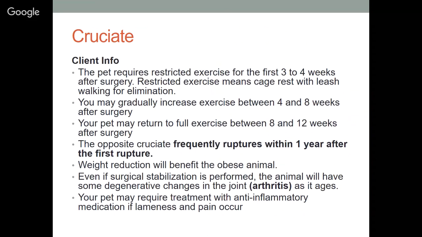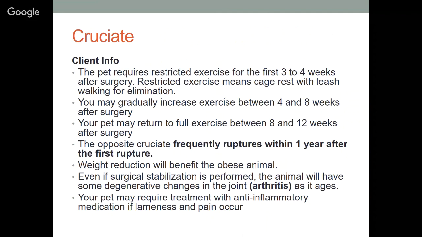We need to tell the client that we are going to restrict exercise for the first 3 to 4 weeks. It takes a long time for tendons and ligaments to heal. That means cage rest, leash walking only for elimination, right back to the cage. We're going to gradually increase exercise between 4 to 8 weeks after surgery and return to full exercise 8 to 12 weeks after surgery. The opposite cruciate will frequently rupture within a year after the first rupture. And I've had 2 dogs that have ruptured their second cruciate within a few days of the first rupture.